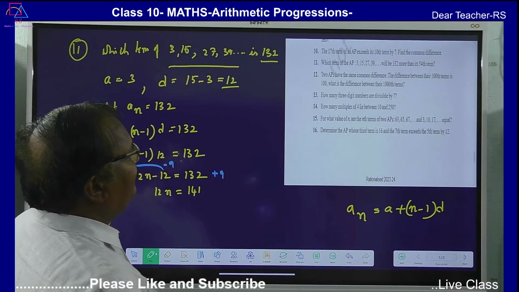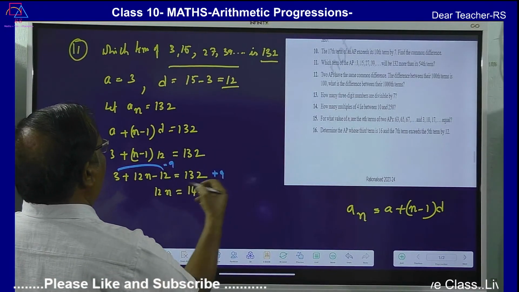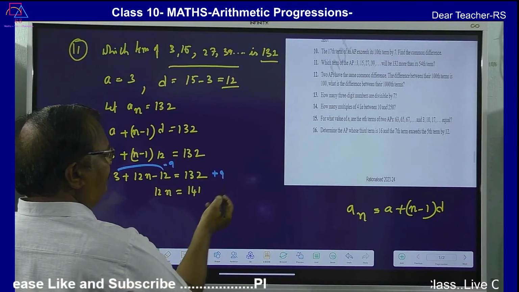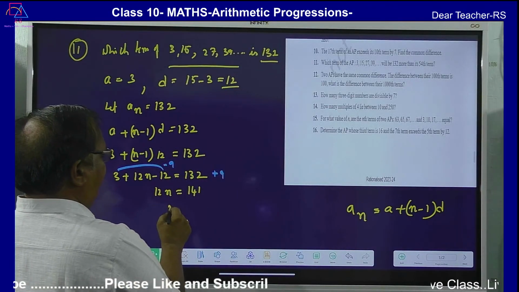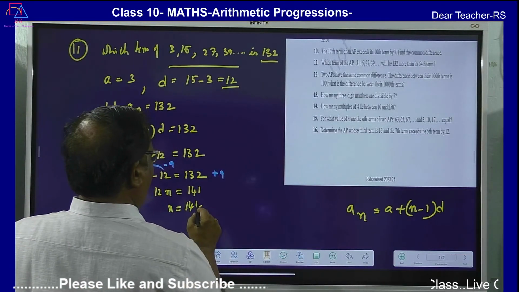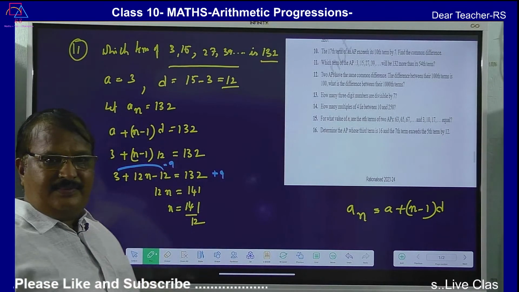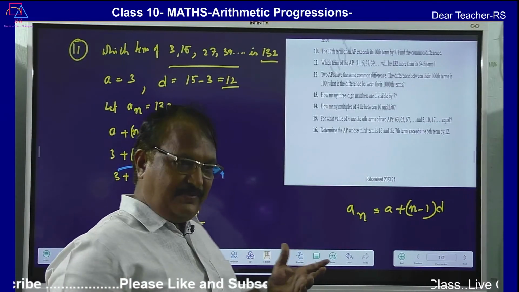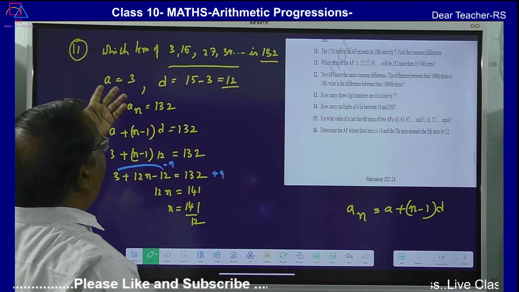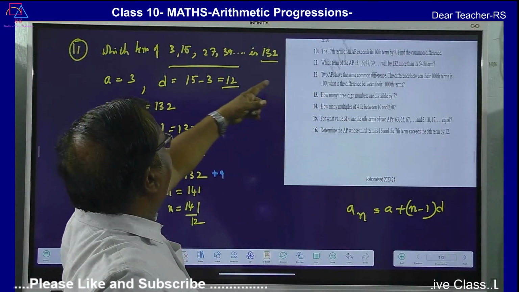So 141, 132, if it goes that side, then how much? 141. n is equal to 141 by 12. It is not divisible. It should be divisible. So we got that it is not divisible. So somewhere we have made a mistake. You start from the beginning, check whether you have copied the question correctly or not.